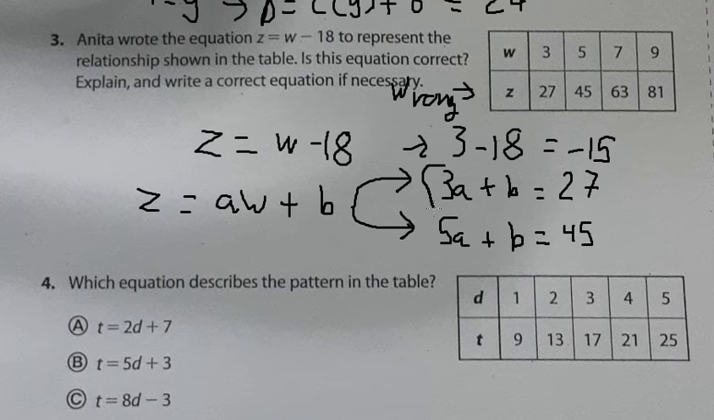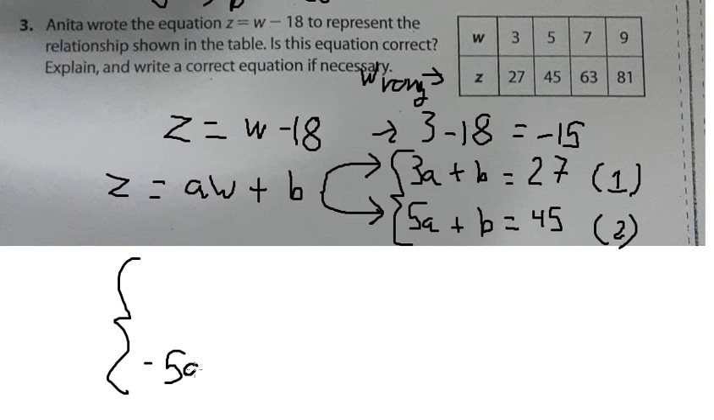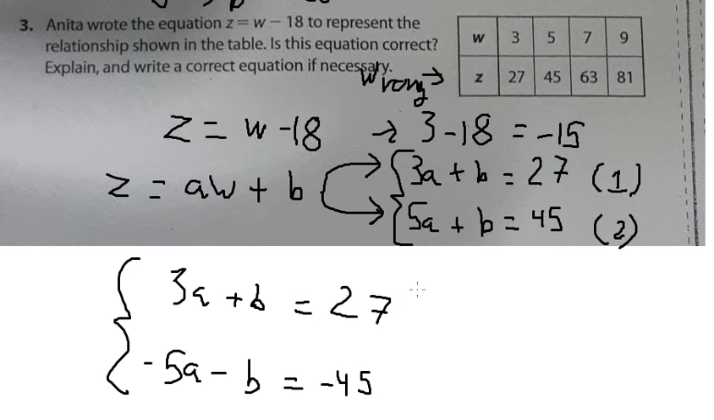And now we need to find the solution of the system of equations. So to do this one, we have equation number 1, equation number 2. So I will multiply both sides by negative number 1. So we have negative 5A, negative B, negative 45. 3A plus B equal to number 27.